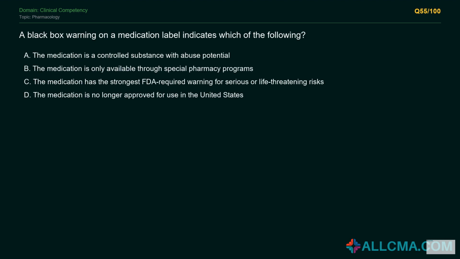Question 55. A black box warning on a medication label indicates which of the following? Option A. The medication is a controlled substance with abuse potential. Option B. The medication is only available through special pharmacy programs. Option C. The medication has the strongest FDA-required warning for serious or life-threatening risks. Option D. The medication is no longer approved for use in the United States.